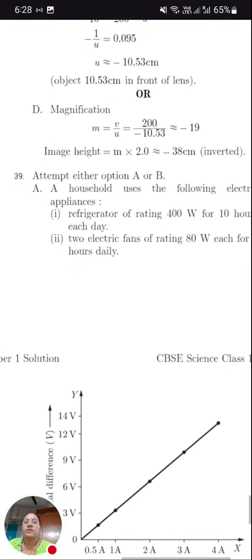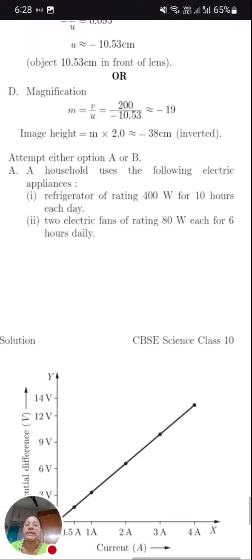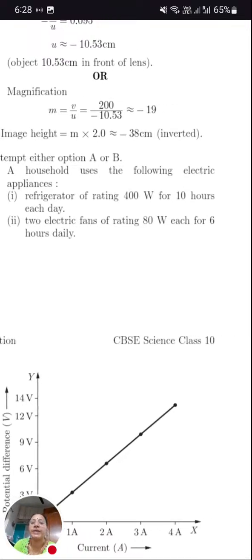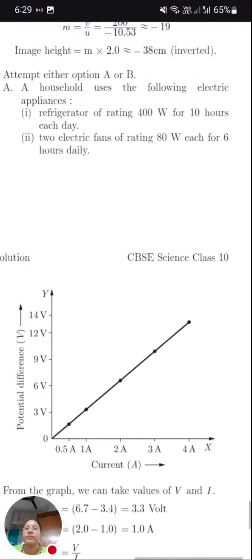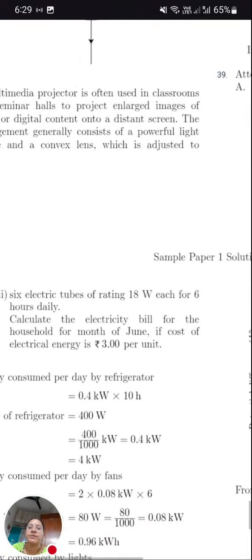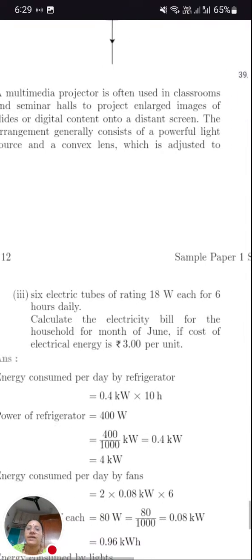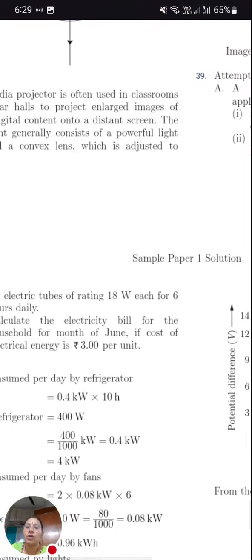Again, there is an internal choice here, either A or B. A household uses the following electric appliances: a refrigerator of rating 400 watt for 10 hours each day, 2 electric fans of rating 80 watt each for 6 hours daily, and 6 electric tubes of rating 18 watt each for 6 hours daily. Calculate the electricity bill. I'll be dictating how to solve this.